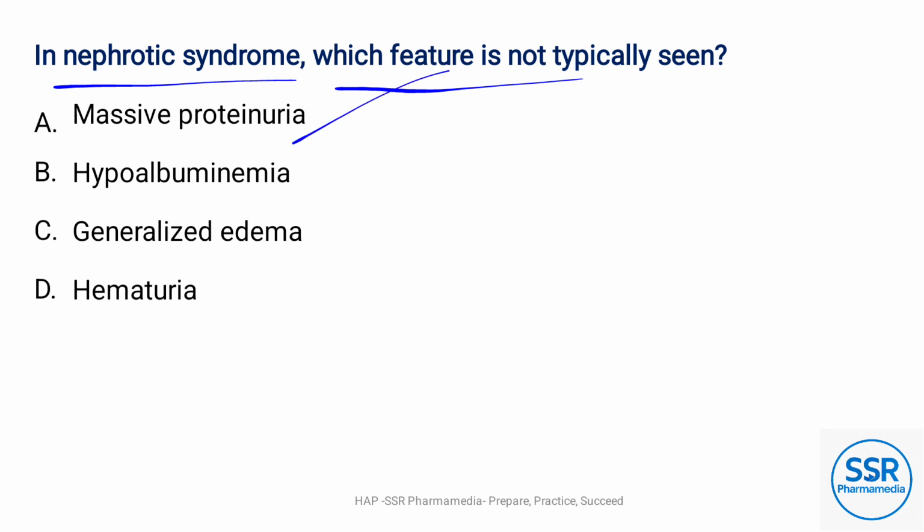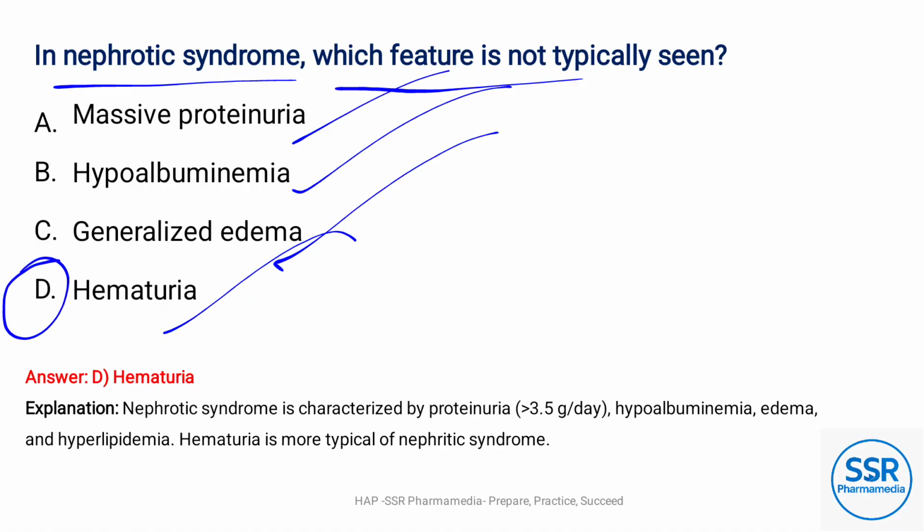Option A, massive proteinuria. Option B, hypoalbuminemia. Option C, generalized edema. Option D, hematuria. So the answer is option D, hematuria. Nephrotic syndrome is characterized by proteinuria, hypoalbuminemia, edema and hyperlipidemia. Hematuria is not typical of nephrotic syndrome.